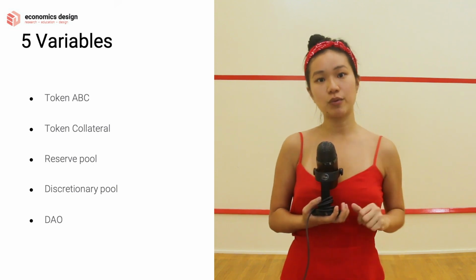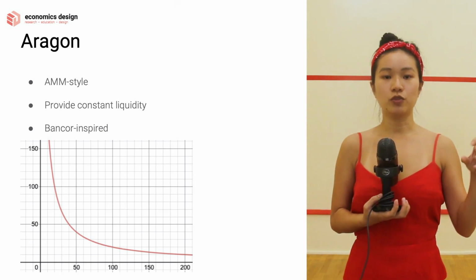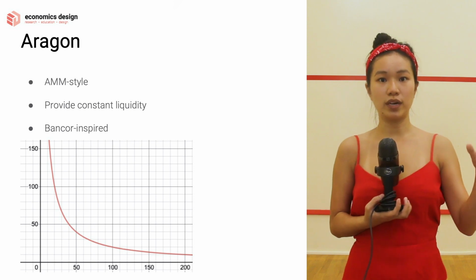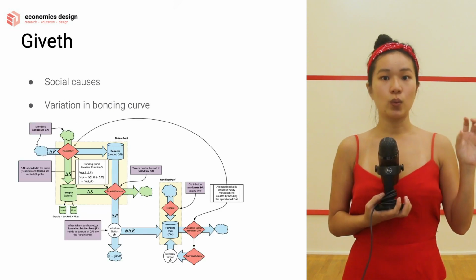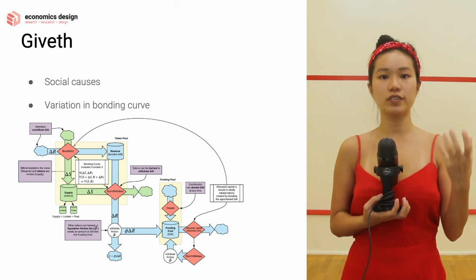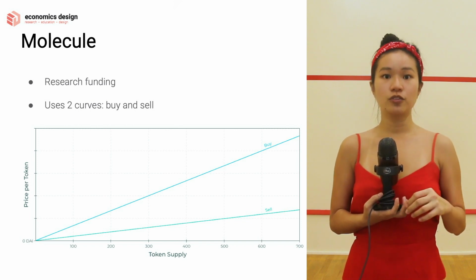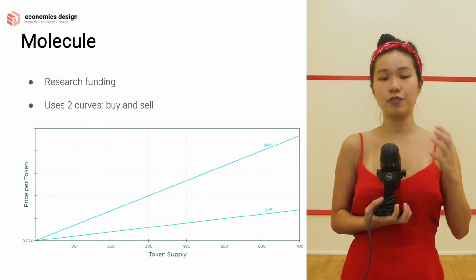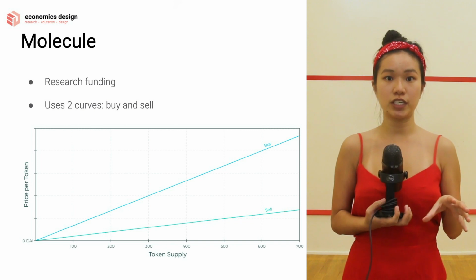And the last project that I want to talk about is Molecule. With Aragon, usually people use that to fundraise for their project. So instead of an ICO, they do a DICO, and they use Aragon's protocol for fundraising. With the Giveth platform, it's usually used for social causes and donation. With Molecule, it's used to fund research. So if you go to Molecule's platform, it's very focused on medical research or pharmaceutical research. They've also done quite a bit on COVID-19 research.